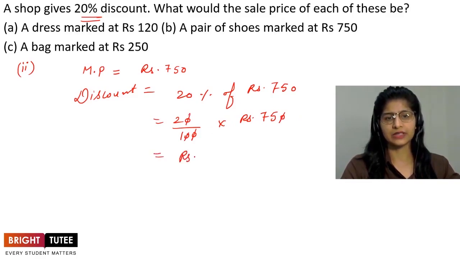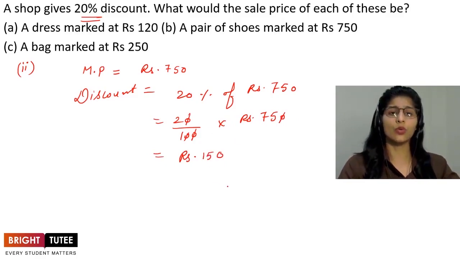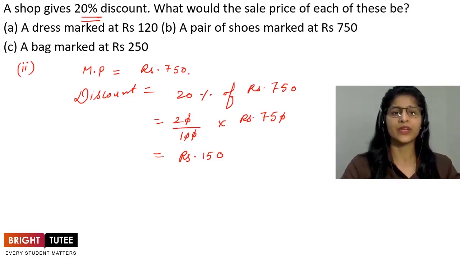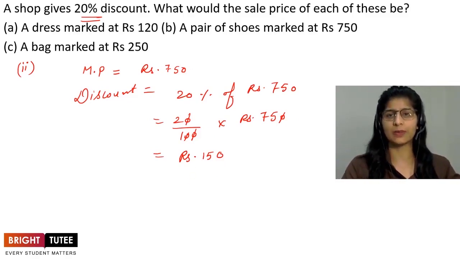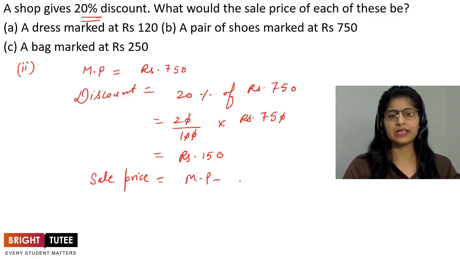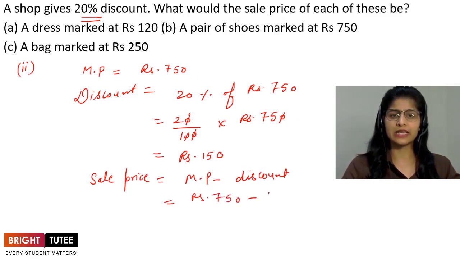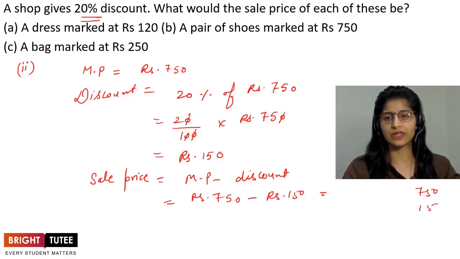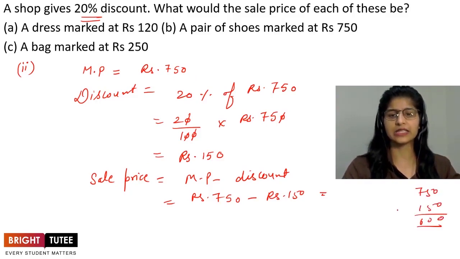So we have this, right? 2 5s are 10, 2 7s are 14 and 1 5 is 15. So what is the discount given? 150 rupees. This is the discount given. This is the original price, the marked price. So the sale price will be marked price minus discount, right? What is the marked price? Rupees 750. What is the discount? Rupees 150. So subtract 150 from 750, you will get 600.